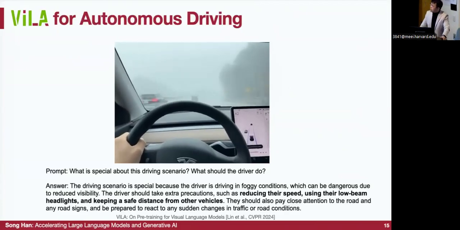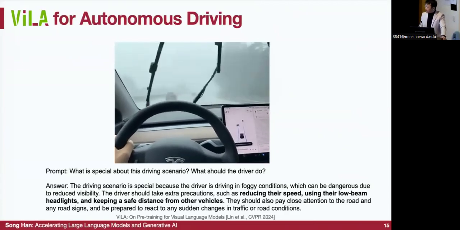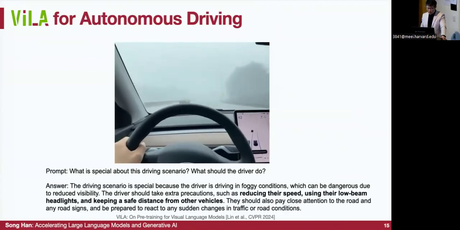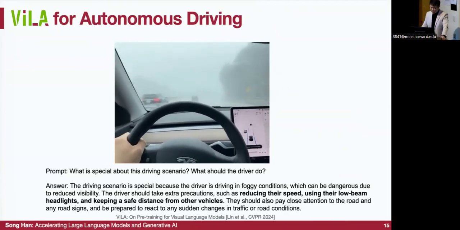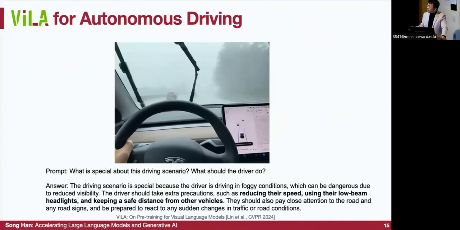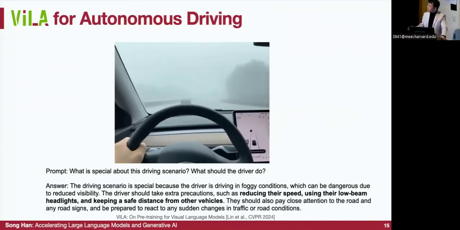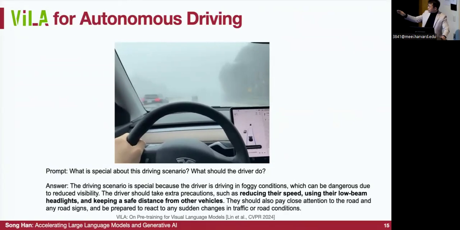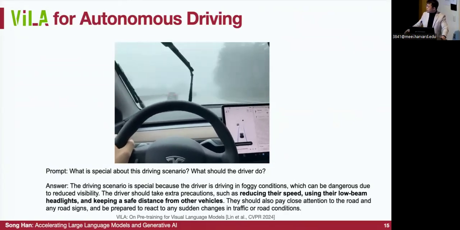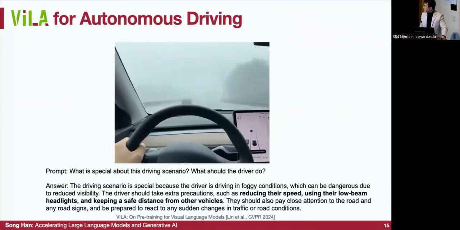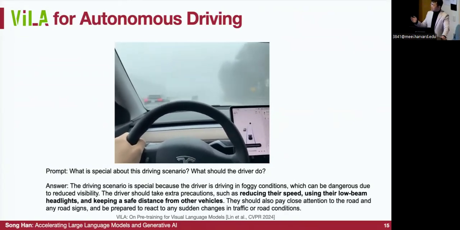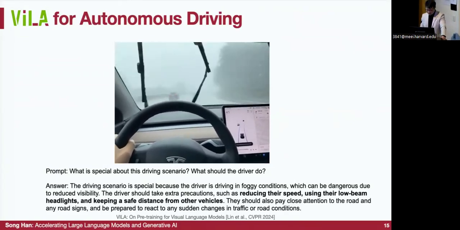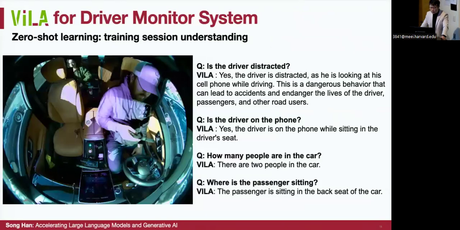And another zero-shot learning scenario, the same model can also be applied to driving. So that's the power of large language models. It has a lot of world knowledge and generalizes super well. But what is special about this driving scenario, what should the driver do? Foggy condition can be dangerous, such as reducing the speed, using the low beam headlights and keeping a safe distance from other vehicles. And previously, in the car or outside the car required 2 models. Now, 1 model can do both.